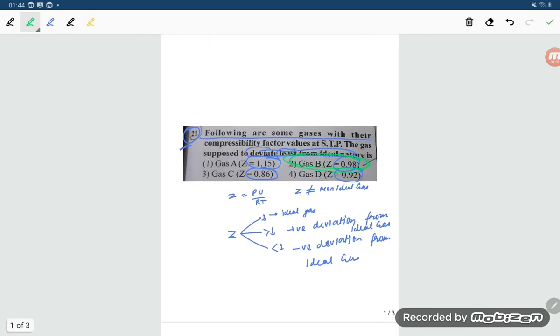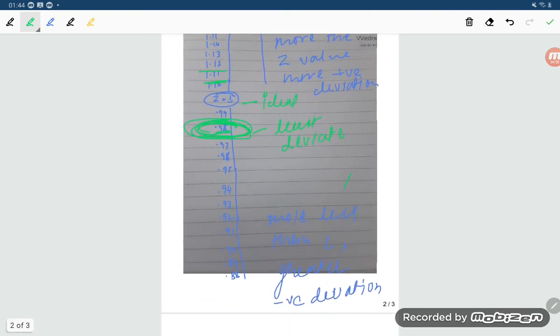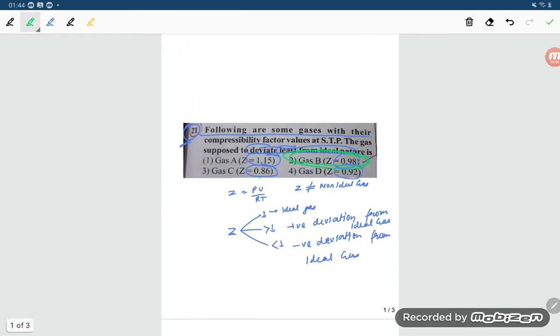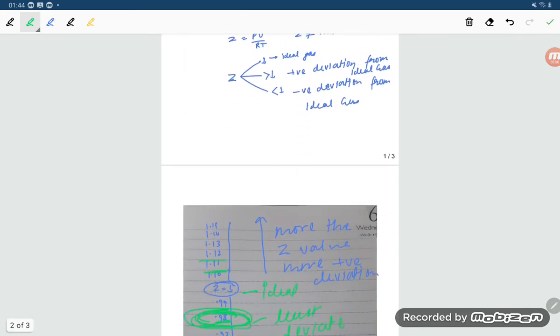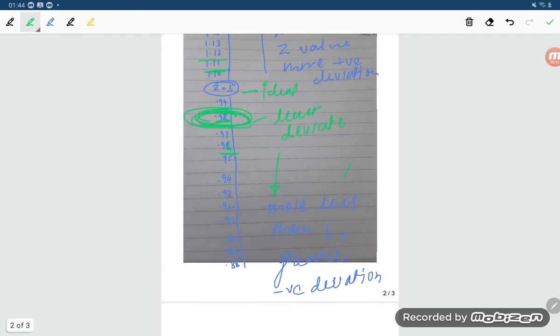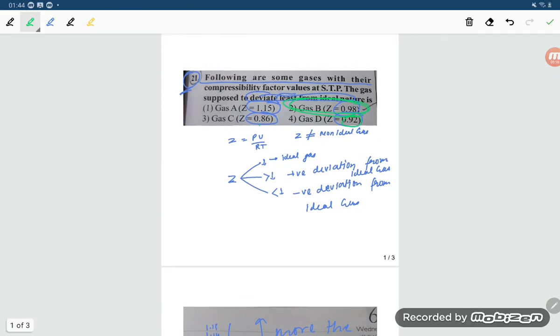So option B deviates least. Then 0.86 will deviate more, as going downside the deviation keeps increasing. Then 0.92 is there, which you can check will also deviate more. So the correct option is option number 2, gas B, Z equal to 0.98, which will deviate least.